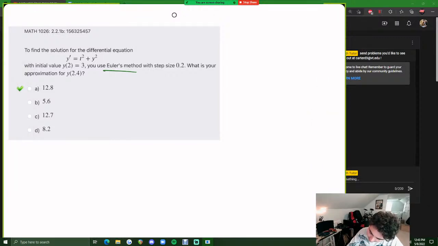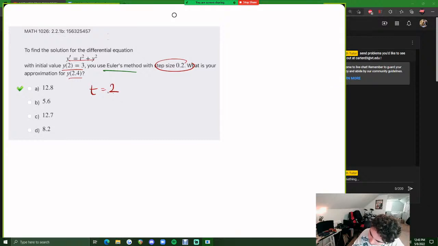All right, so they say to find the solution, given this initial value, you use Euler's method with a step size of 0.2. What is your approximation for 2.4? So what we have to do is basically start at the x value, or I guess the t value of 2.